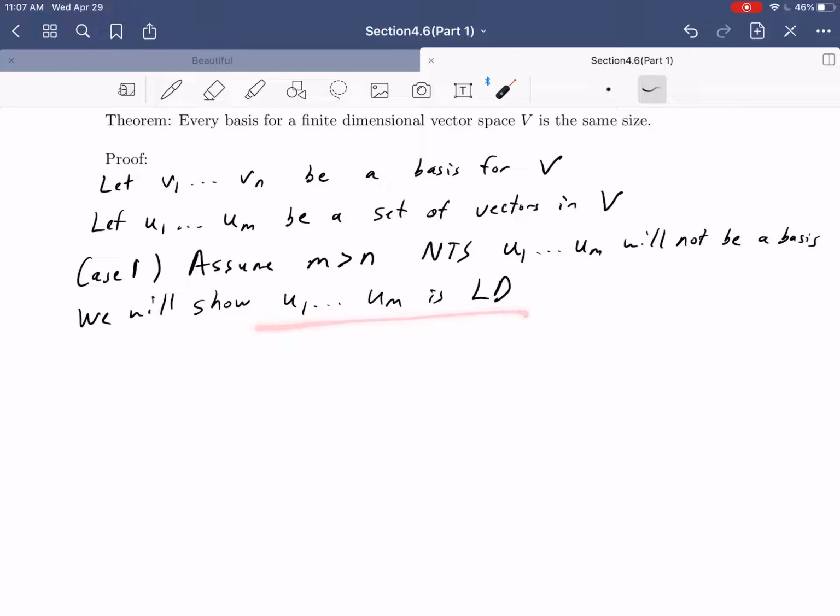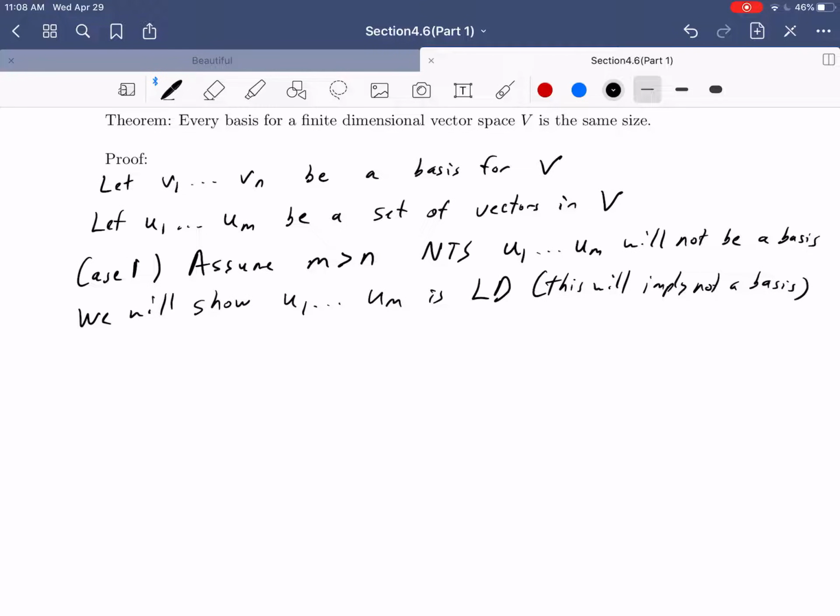If we can do that, then that will mean that it is not a basis, because remember, to be a basis, you not only have to span, but you also have to be linearly independent. So if we can show that u1 through um will be linearly dependent, then it will not be a basis. So this will imply not a basis.